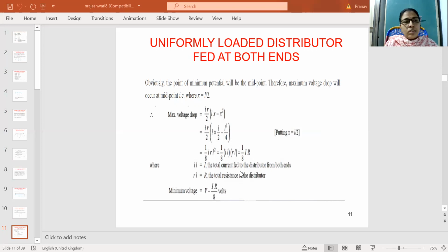This is all about the three types of distributor equations: distributor fed at one end, at both ends, and uniformly loaded. In one end and both ends, this is a concentrated load, and this is a uniformly loaded one. So these are the three cases.